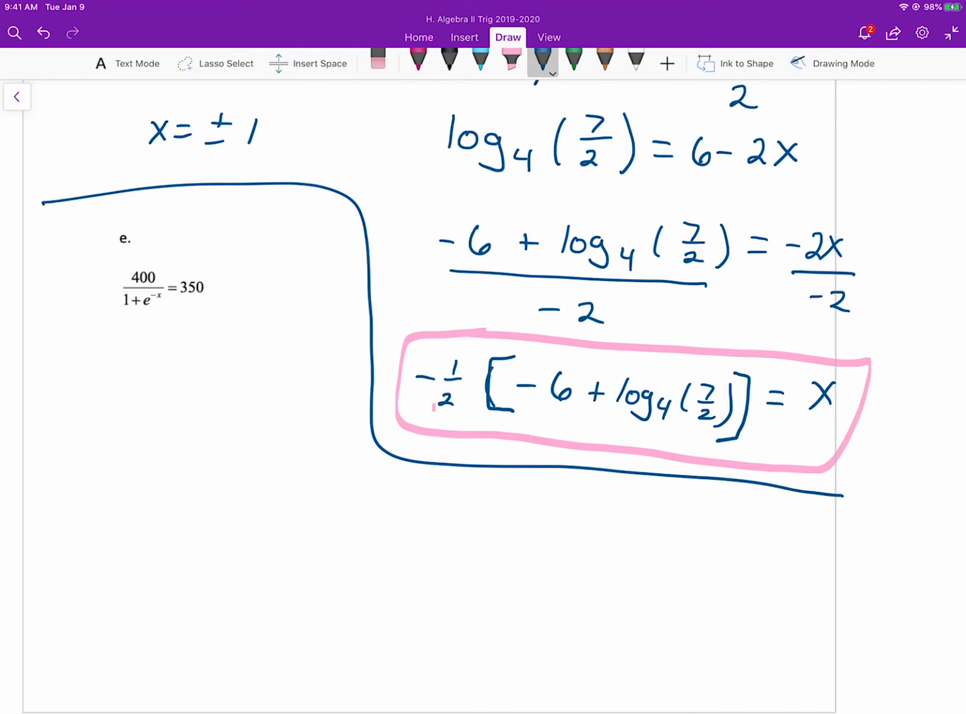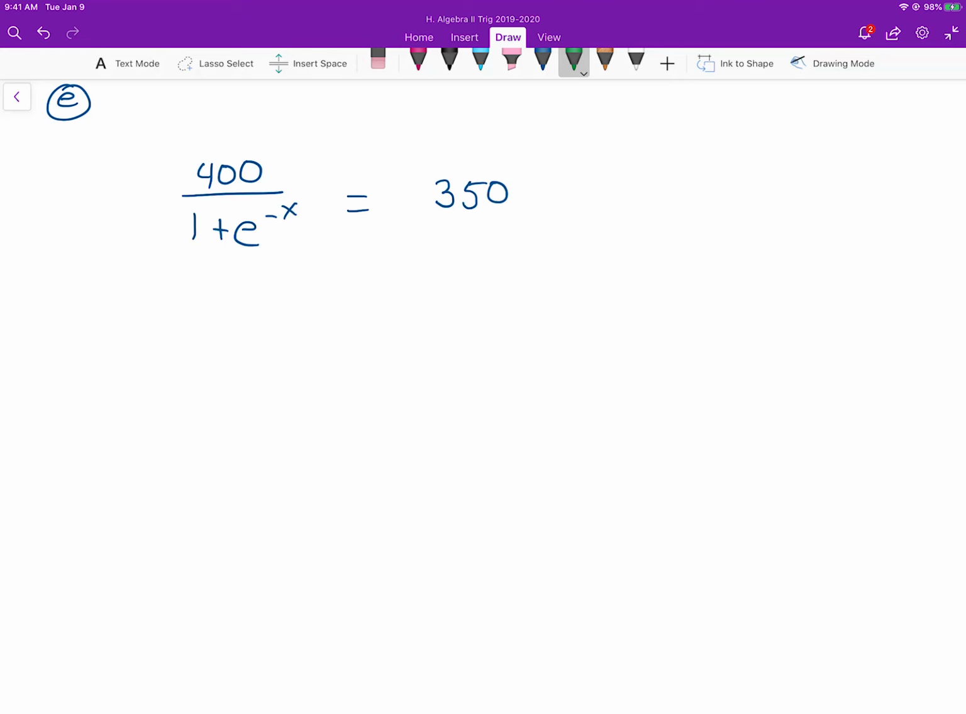Okay, E. First thing I'm going to start this next problem, the first thing I'm noticing is we have a variable in the denominator, and we want to deal with that. We want to figure out a way to get that variable out of the denominator. So I am going to multiply both sides by 1 plus e to the negative x power. And whatever we do to one side of the equation, we have to do to the other.